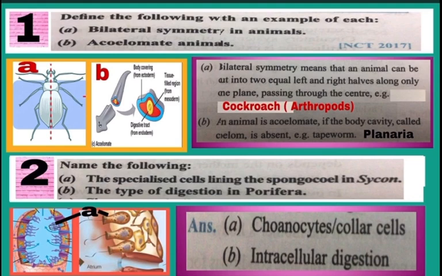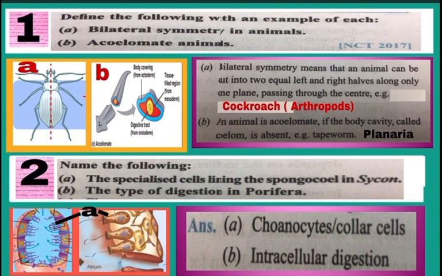Question number 1. Define the following with an example of each. Part A of the question, bilateral symmetry in animals. See the diagram A. If an animal is cut by a plane into two equal halves, left and right, this symmetry is called bilateral symmetry. So bilateral symmetry means an animal can be cut into two equal left and right halves along only one plane passing through the center. An example of this is cockroach. You can find bilateral symmetry in annelids and arthropods.